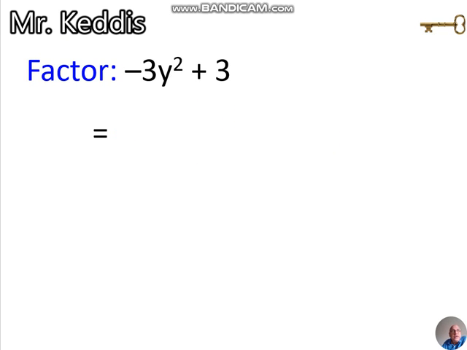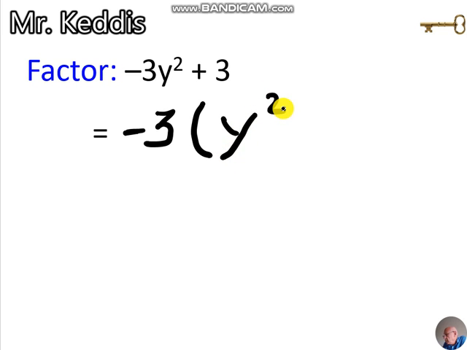I need to factor this one. Negative 3y squared plus 3. I take the negative. I have to get rid of the negative. I take negative 3 common factor. And here y squared. And the negative times what? You get positive. Negative 3 times what? You get positive 3. I get negative times the negative. And here 1 to get positive 3.